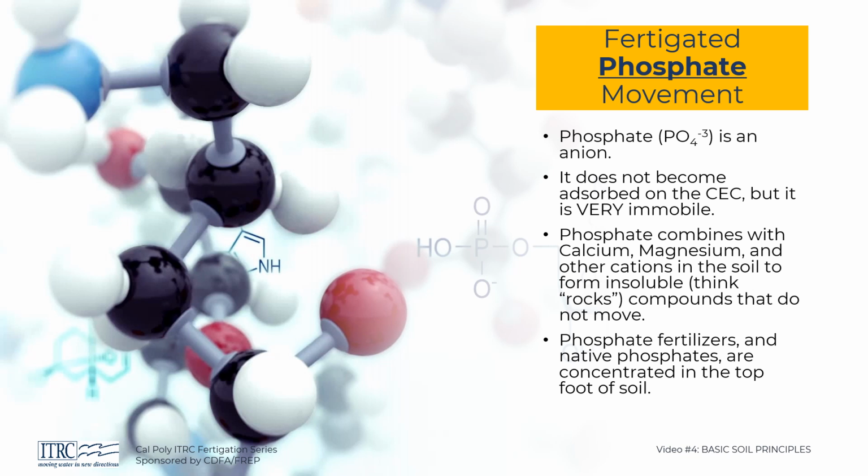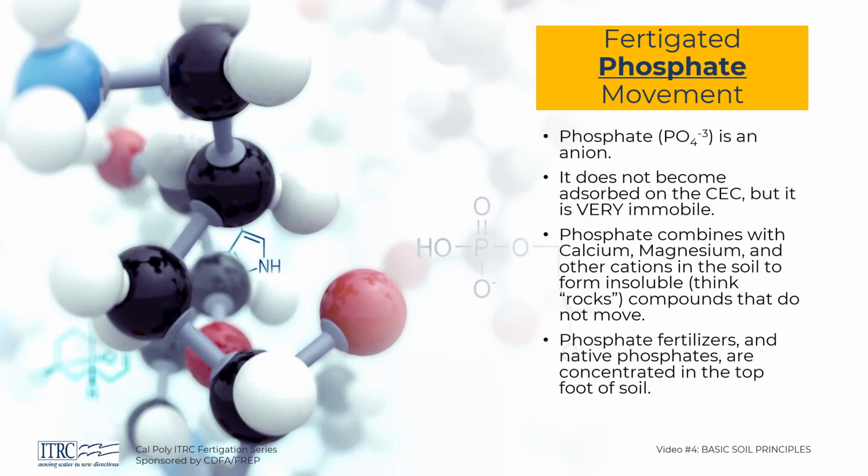What happens is it's attracted to calcium, magnesium, or vice versa, and it makes a rock. And they're just, these rocks, calcium phosphate, magnesium phosphate, they're just sitting there in the soil, not on the exchange sites, but they sure don't move. And that happens real quickly.